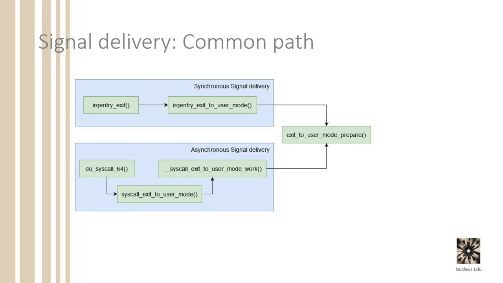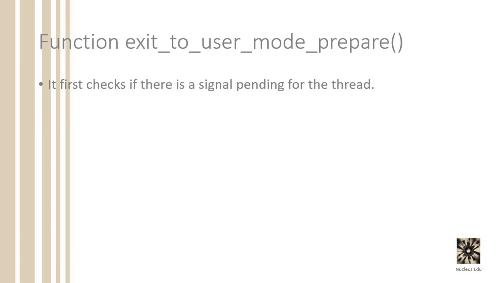So let's dive into this common function and see the further processing, which basically covers the signal delivery for both asynchronous and synchronous. Right, so this function exit_to_user_mode_prepare, the first thing it does is check if there is a signal pending or not.